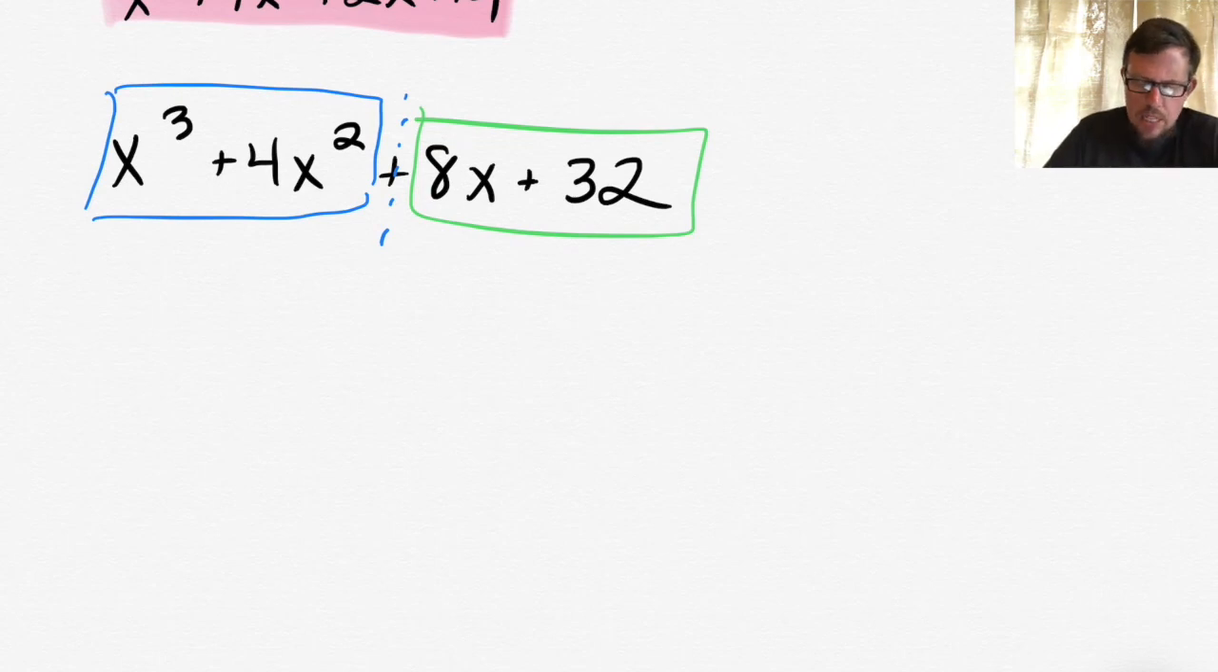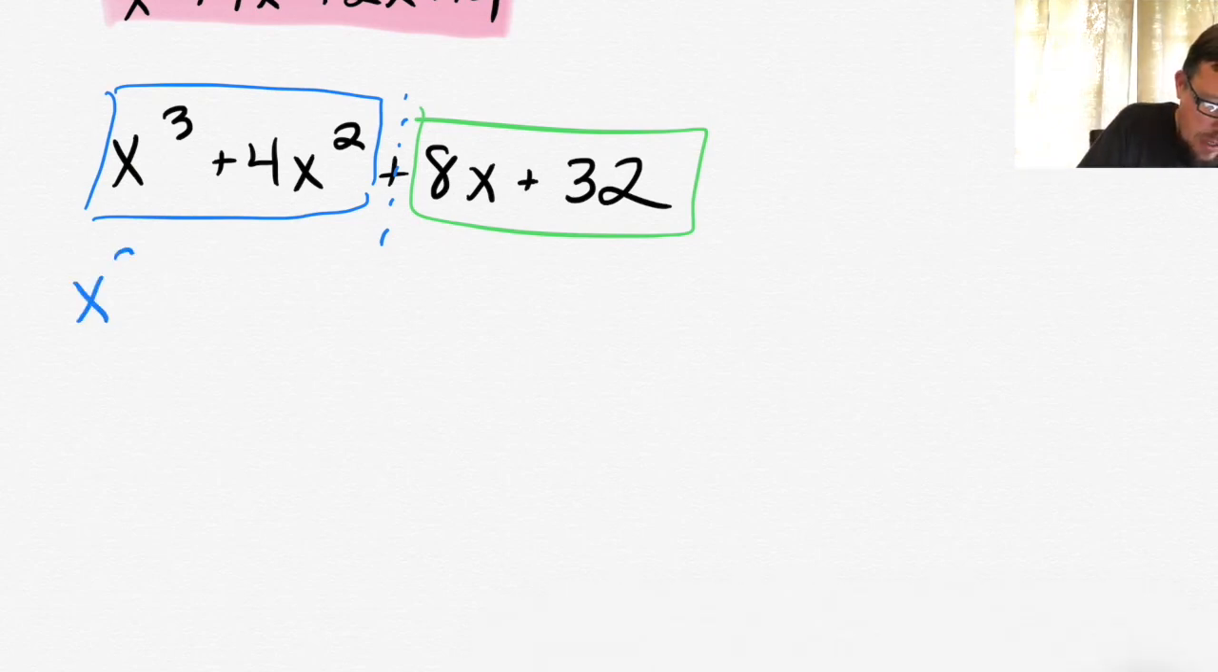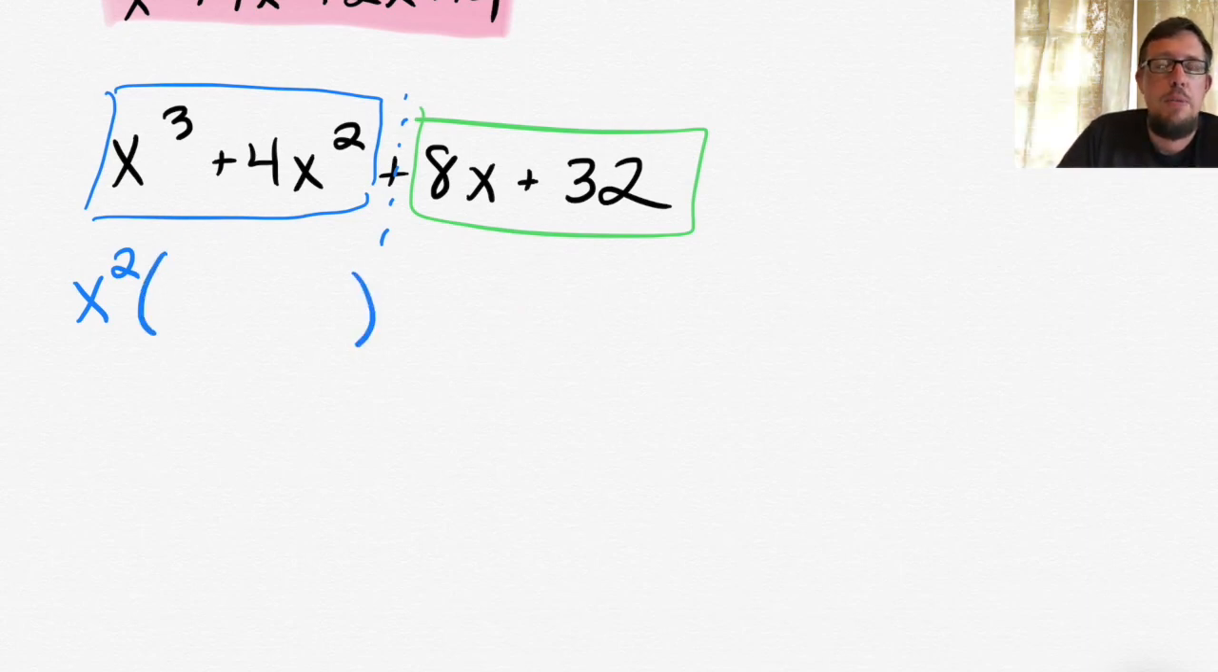Okay, so look at the left side, the blue side. What's the greatest common factor? X cubed plus 4x squared. What is the biggest term both of those can be divided by? X squared. So x squared on the outside of the parentheses. And if I divide both of those terms by x squared, what am I left with? X plus 4.